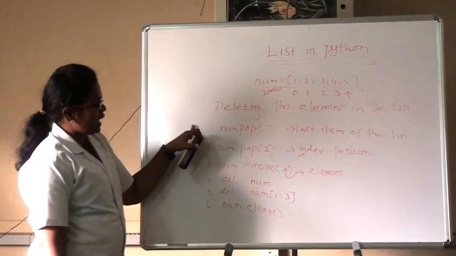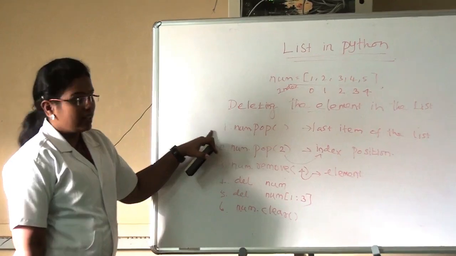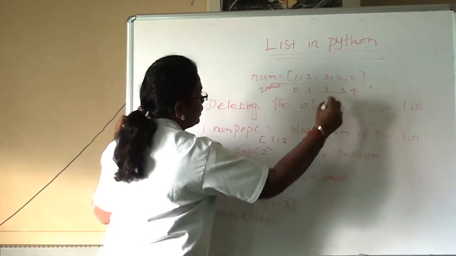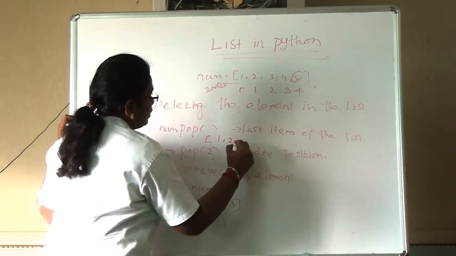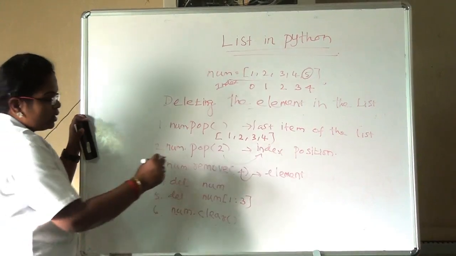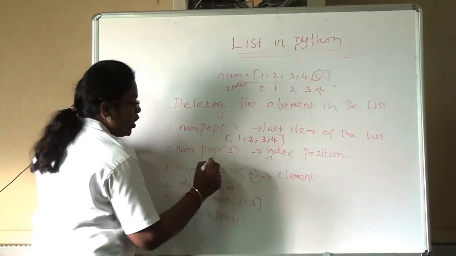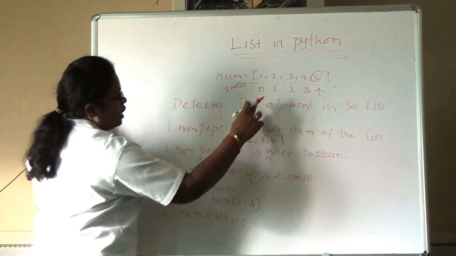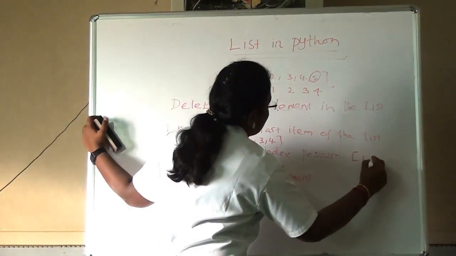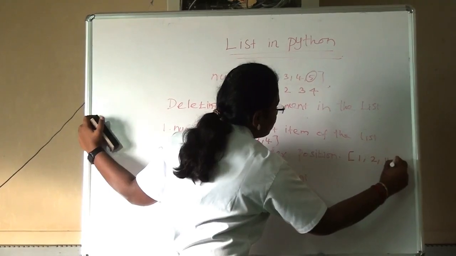What is the answer for the first one? num.pop(): the answer is 1, 2, 3, 4. It will remove the last element. Then the second one is deleting or removing by index position. The element at index 2 is 3. So the answer is 1, 2, 4, 5.